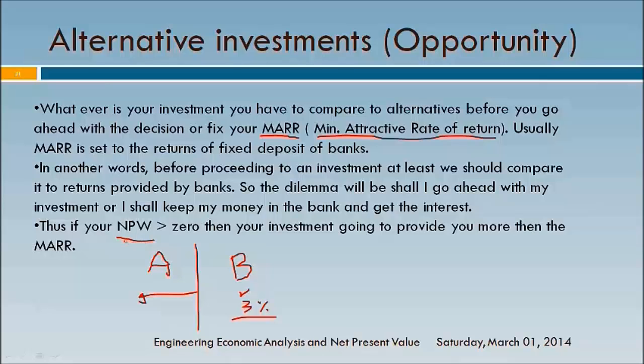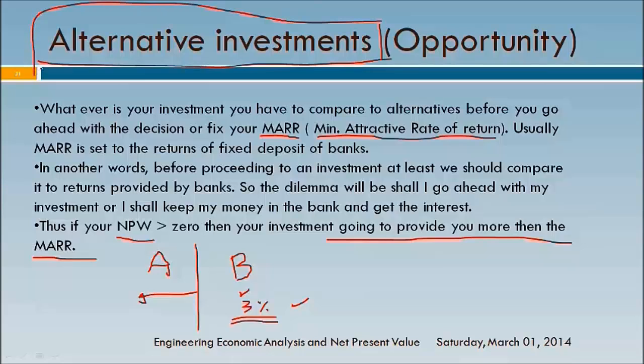So obviously, if your net present value based on this minimum attractive rate of return is greater than 0, that means your investment is going to provide you more than the minimum rate of return. The higher the net present value, the higher the returns. So whenever we're doing investment, we have to put the alternatives. Putting the alternatives is a solution, or a method to compare, or a platform to compare what is going to happen, or what's the return I'm going to get from my investment.